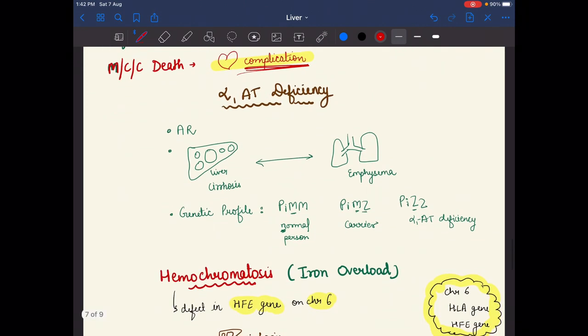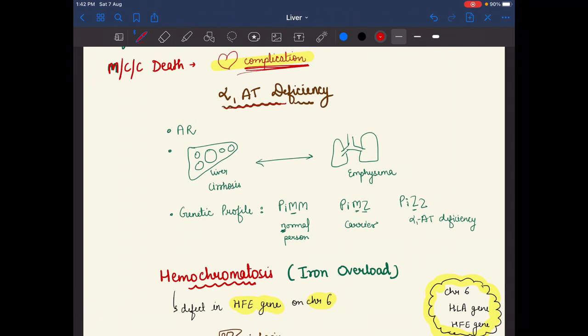Now next one is alpha antitrypsin deficiency. It is autosomal recessive, because all the conditions in which we see a deficiency of an enzyme are autosomal recessive. So please remember this point, that all enzyme deficiency disorders come under autosomal recessive. In alpha-1 antitrypsin deficiency we find two conditions. First one is emphysema, the patient has emphysema, and also the patient has liver cirrhosis, because alpha-1 antitrypsin deficiency is a cause of cirrhosis. So we find both conditions, emphysema and liver cirrhosis.